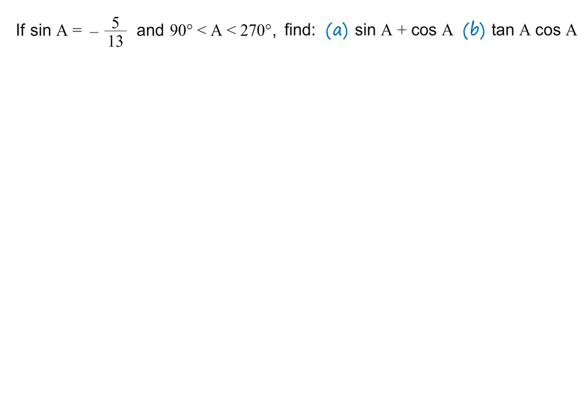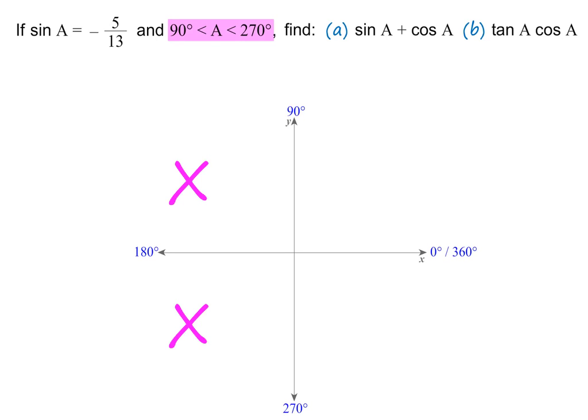We are now ready to answer the following question. If sine A equals minus 5 over 13, and A lies between 90 and 270 degrees, find sine A plus cos A and tan A times cos A. To answer these types of questions, we always need to draw a sketch. This information tells us that angle A must lie in either quadrants 2 or 3. We draw crosses to indicate this. This information tells us that sine is negative.